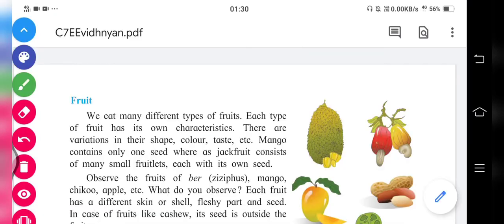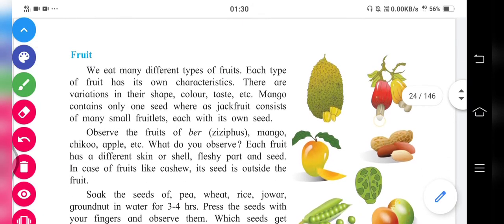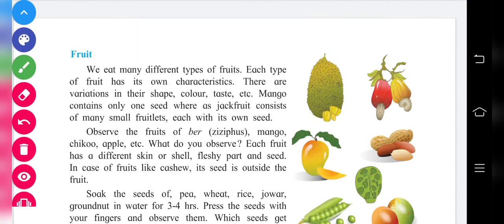Complete the following part. So the last part is the fruit. Fruit is coming from the pollination process. So here is a fruit. We eat many different foods. So you can see in the pictures, different types of fruit are there. Each type of fruit has its own characteristics. Different fruits' taste is different, their color is different, their size is different. So there is a difference in their characteristics also.